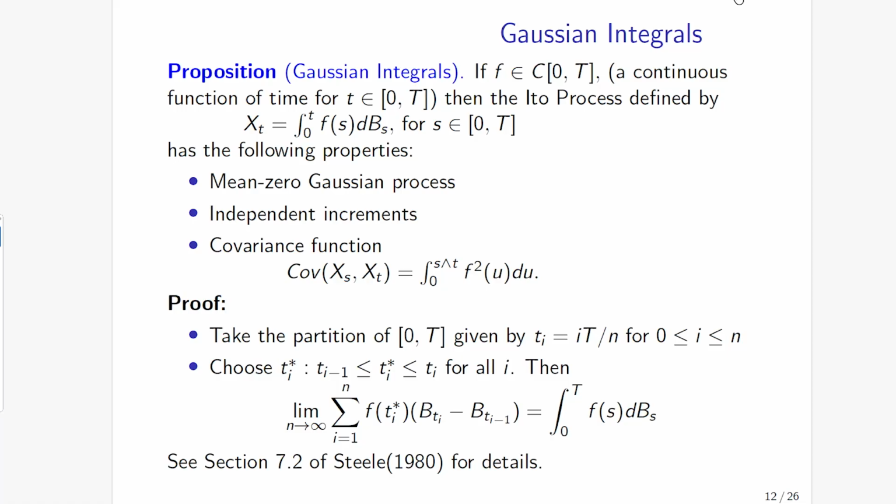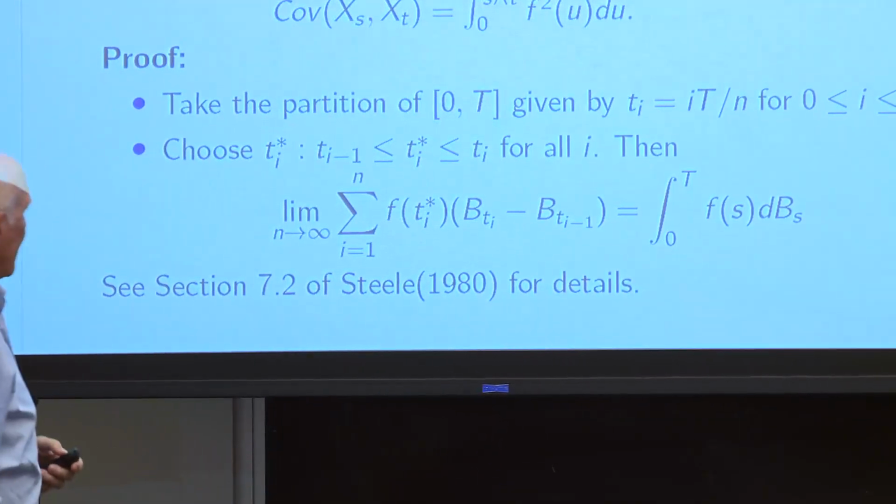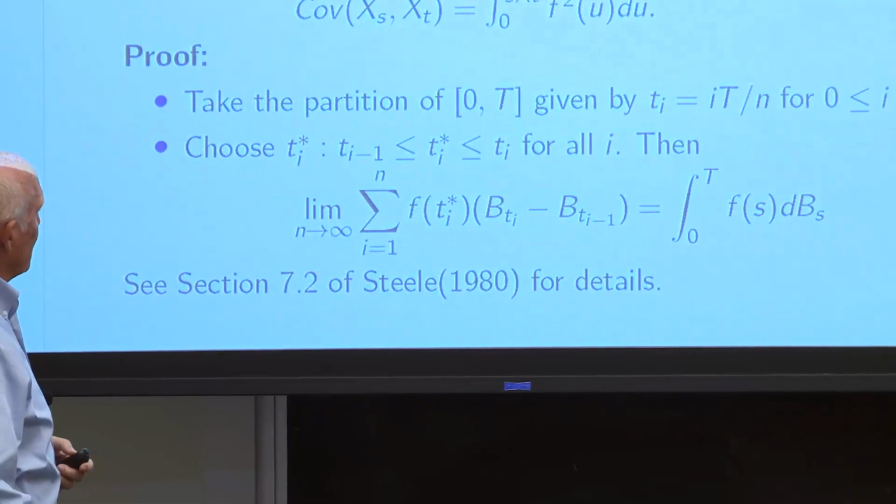All right, so we take a partition from 0 to t, we get this result, and we can prove that the limit equals this integral notation. So basically, there's a limit that exists, and this is a notation for that limit. And Steele goes into a lot of the details for that.